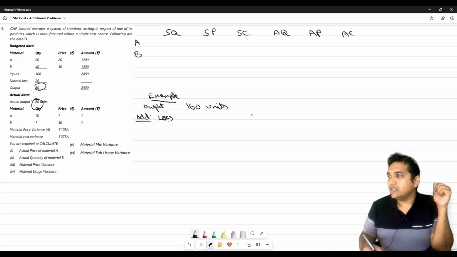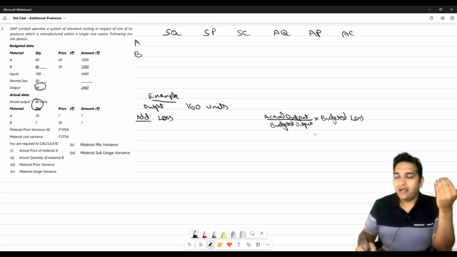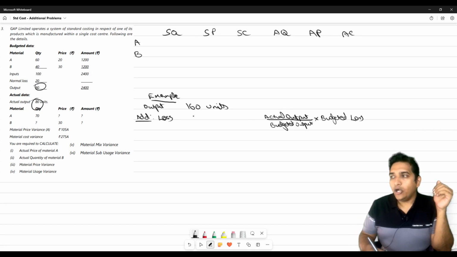How do we calculate loss? Loss will be calculated as actual output divided by budgeted output into budgeted loss, right? My actual output divided by budgeted output into budgeted loss. This will give me my loss for my actual output.